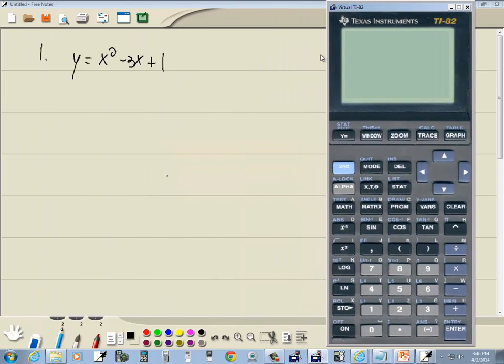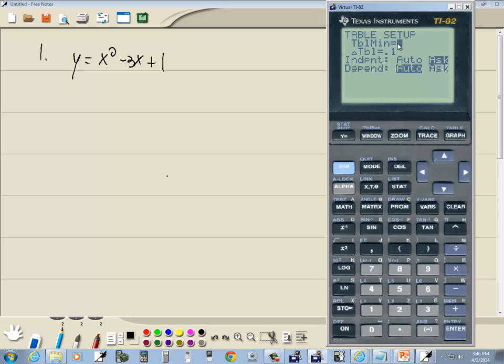To understand the table, we're going to input this in. We'll press Y equals, clear, and then I'll put in my X squared. So X key, the X squared, minus 3X plus 1. Now, I'm going to go to my table setup. So I'll do second window, because I've been playing with this already.